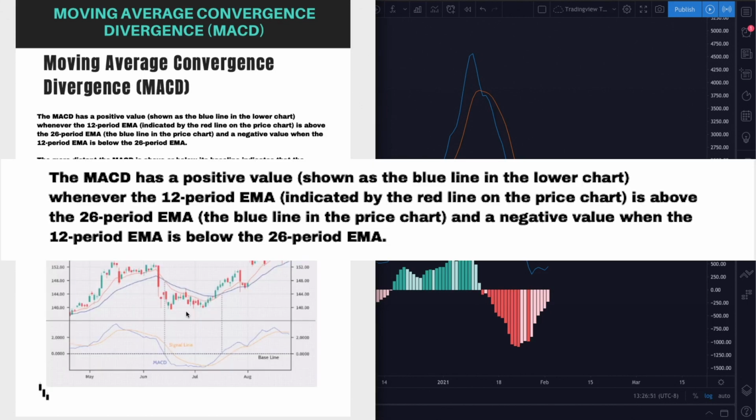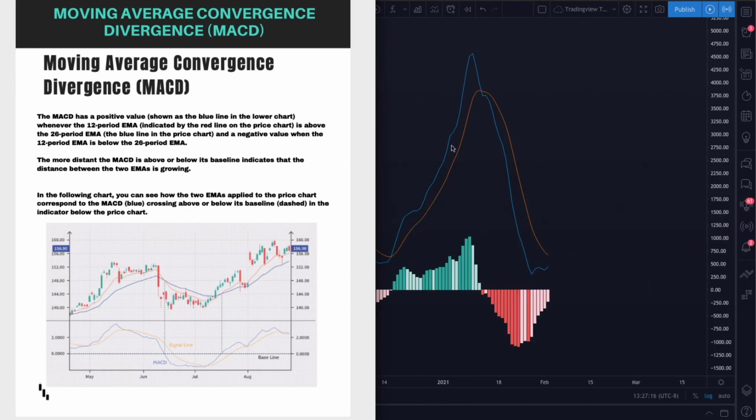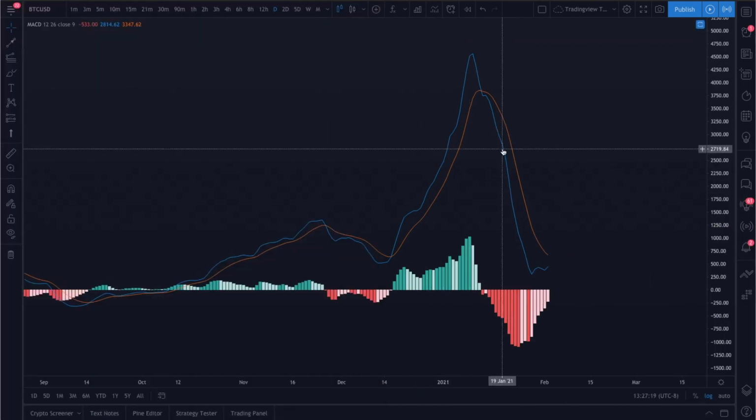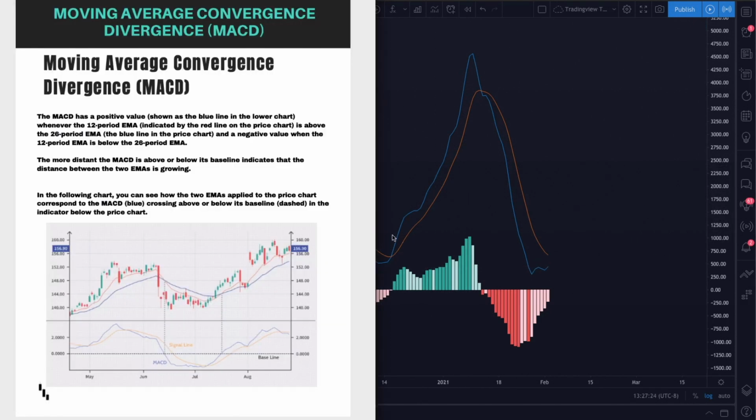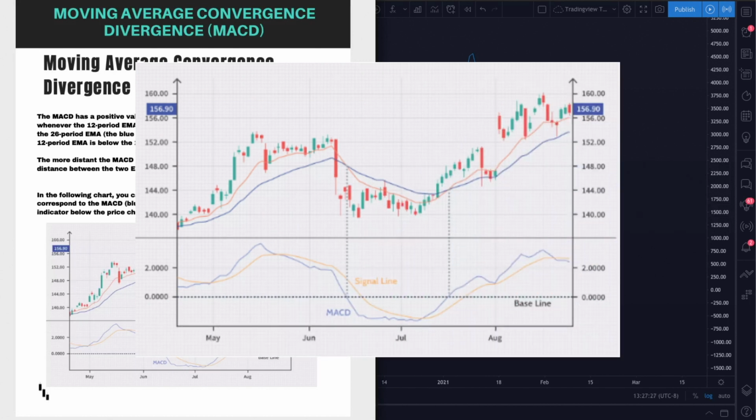Now, the MACD has a positive value whenever the 12-period EMA, indicated by the red line on this price chart, or the signal line, is above the 26-period EMA, the blue line in the price chart, and a negative value when the 12-period EMA is below the 26-period EMA. So when you get a bearish cross, the MACD line is below the signal line, and when you get a bullish cross, the MACD line is above the signal line. In this chart in the handout, you can see how the two EMAs applied to the price chart correspond to the MACD line down here. It's really almost the exact same thing.